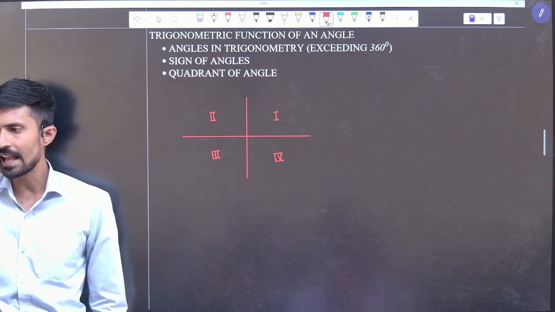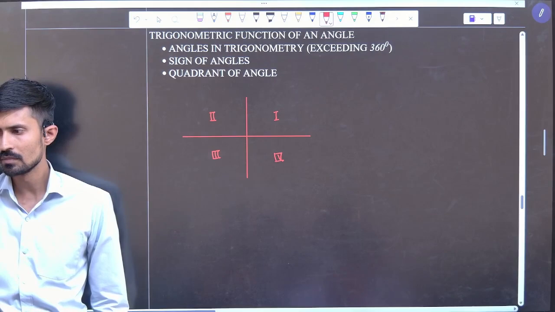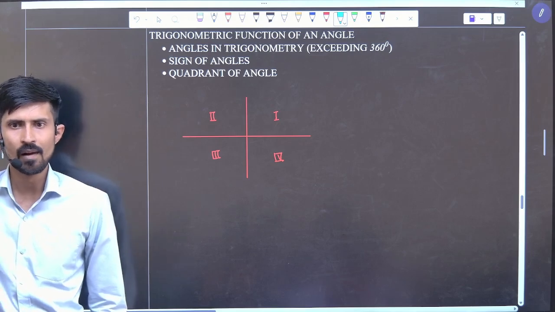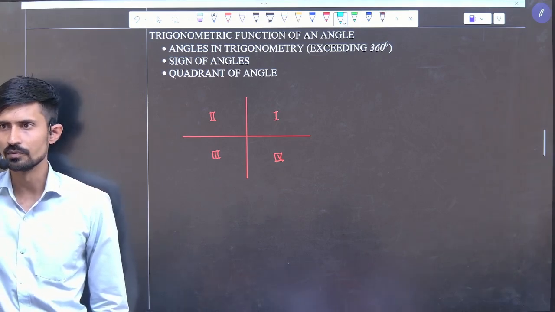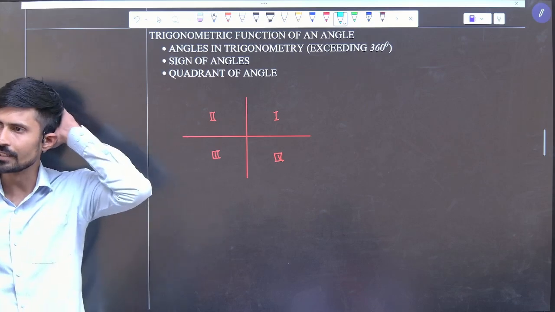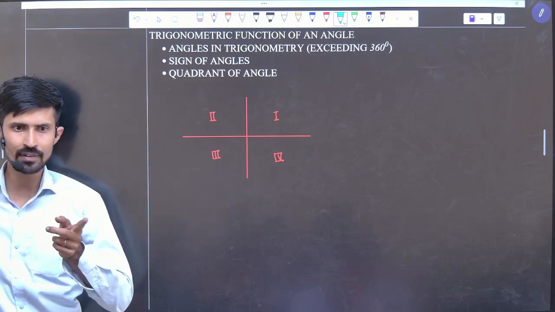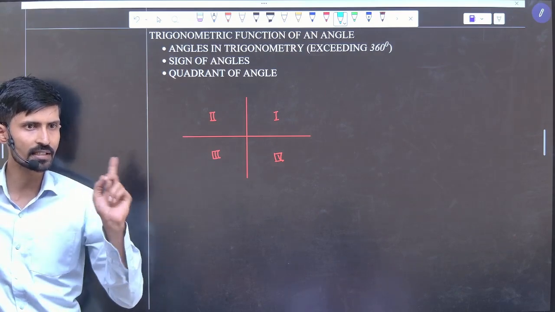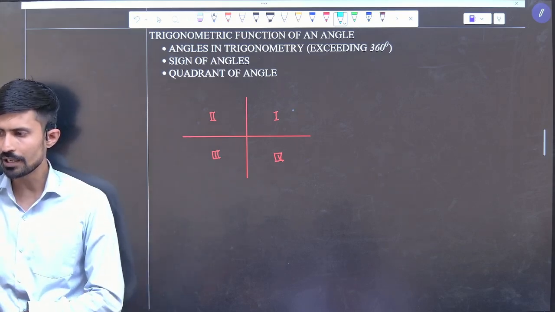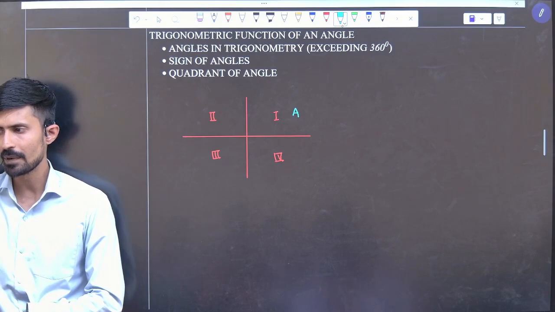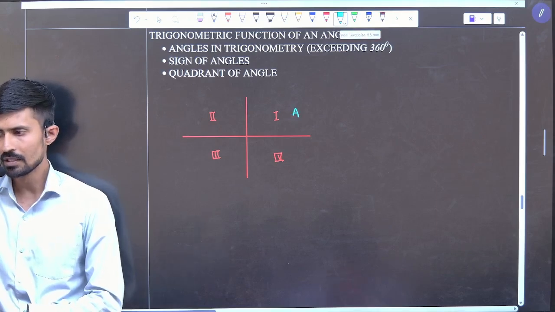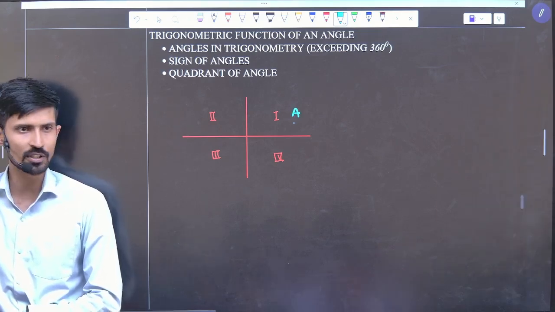So if you take any angle from the first quadrant, all will give you positive value. You take any one angle from 0 to 90 degree. This is 75 degree. So sine 75, cos 75, tan 75, cosec, sec, cot, all will give you positive value. It means in first quadrant, all are positive. I am writing A. A means all. So which is positive in first quadrant? All are positive in first quadrant.